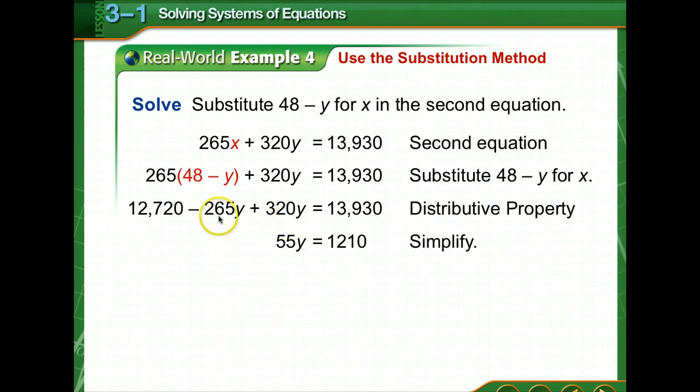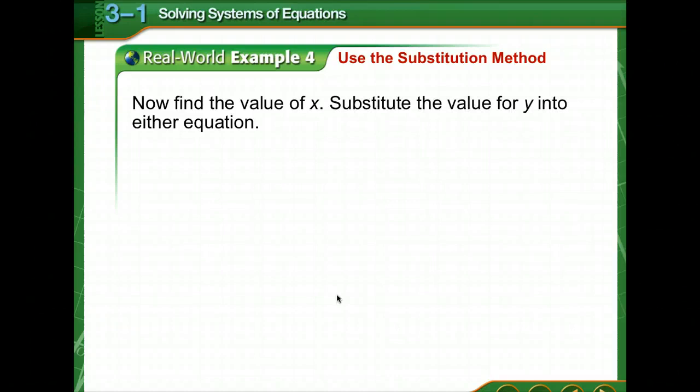And 320y minus 265y is 55y. Okay. We're going to subtract 12,720 from both sides. So y is equal to 22 when we divide both sides by 55. Now what we have to do is go into either of the original equations.